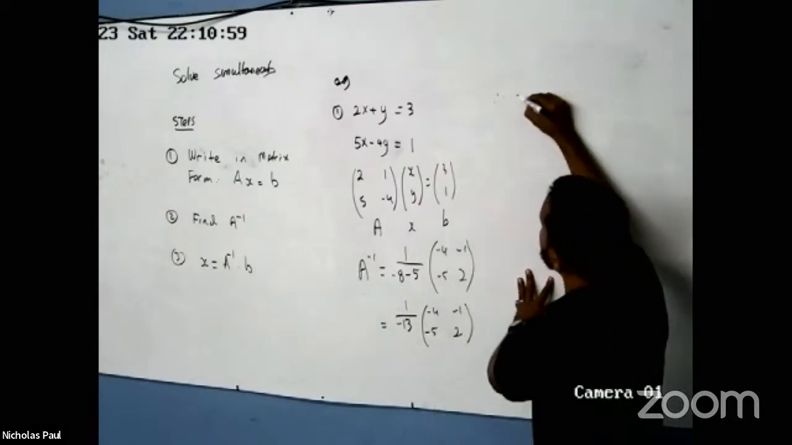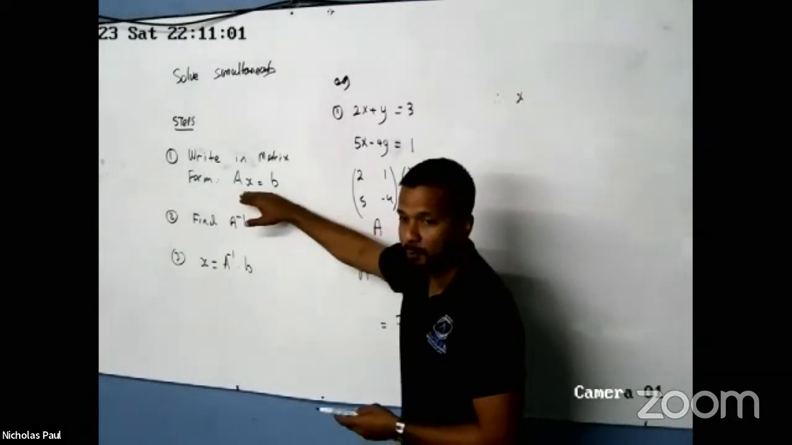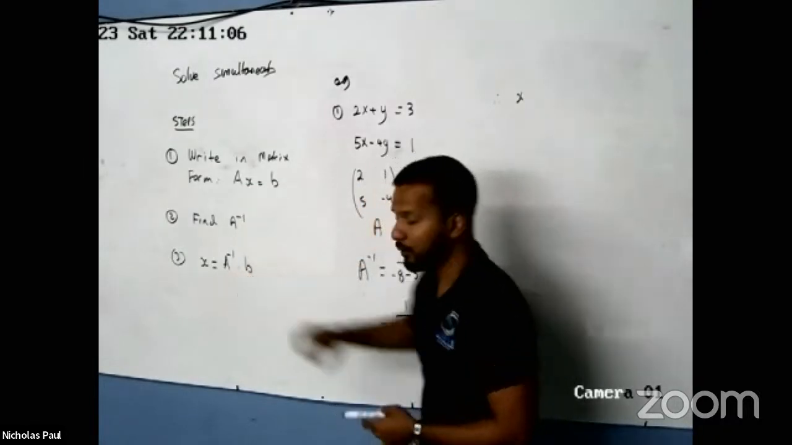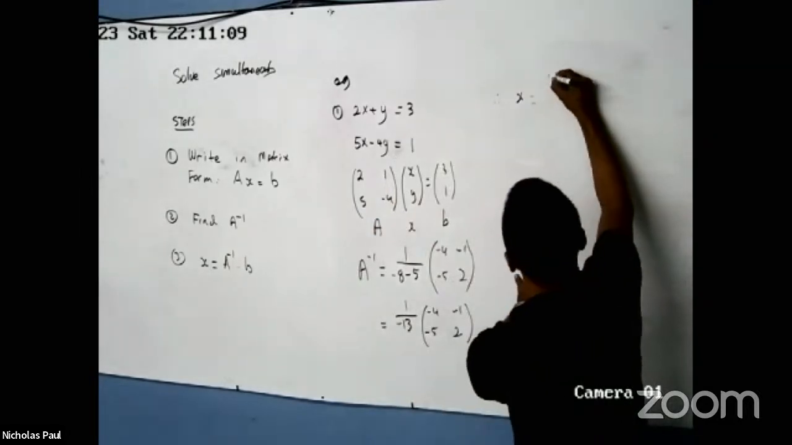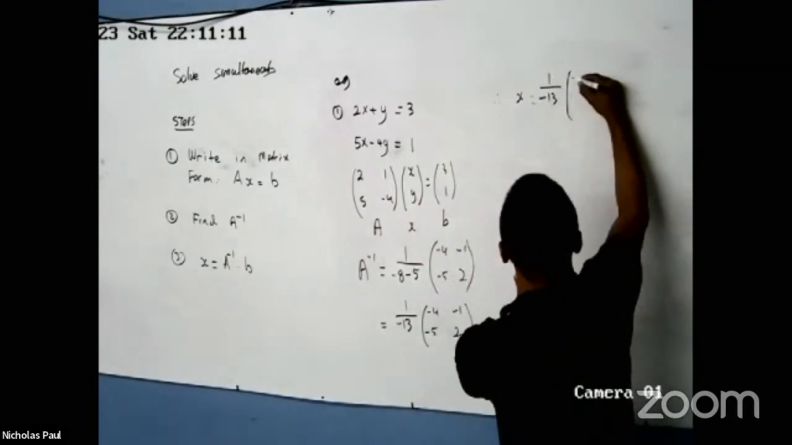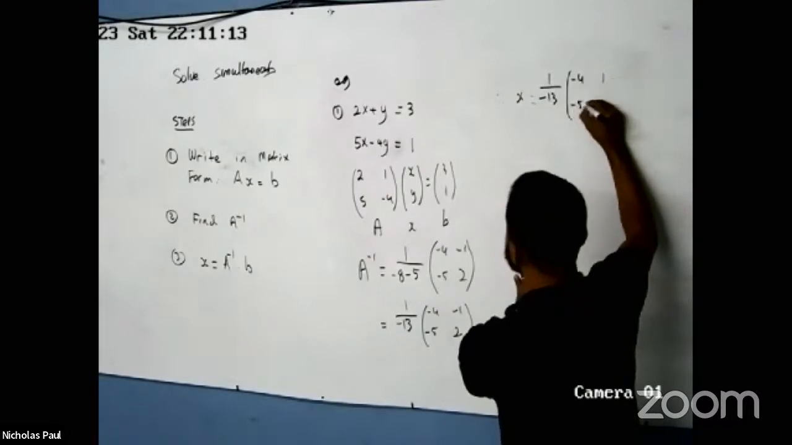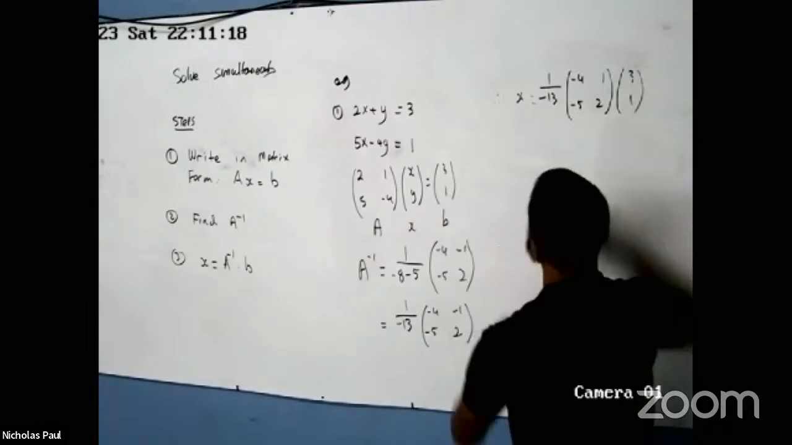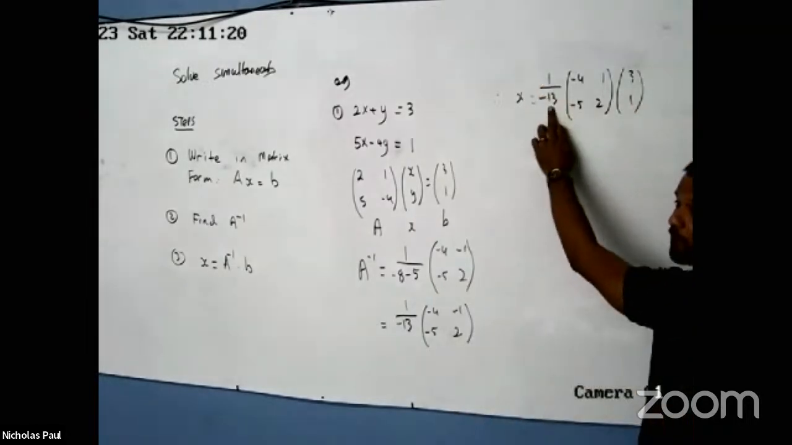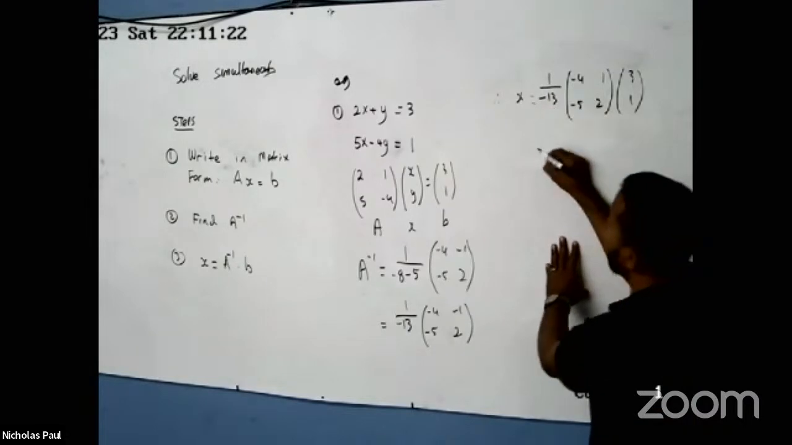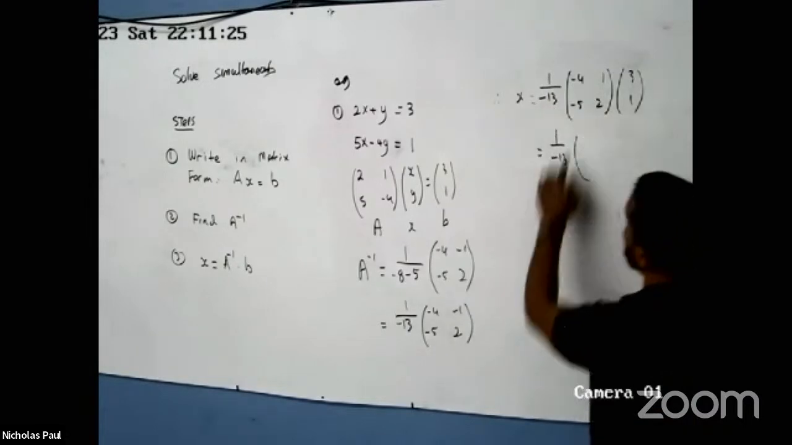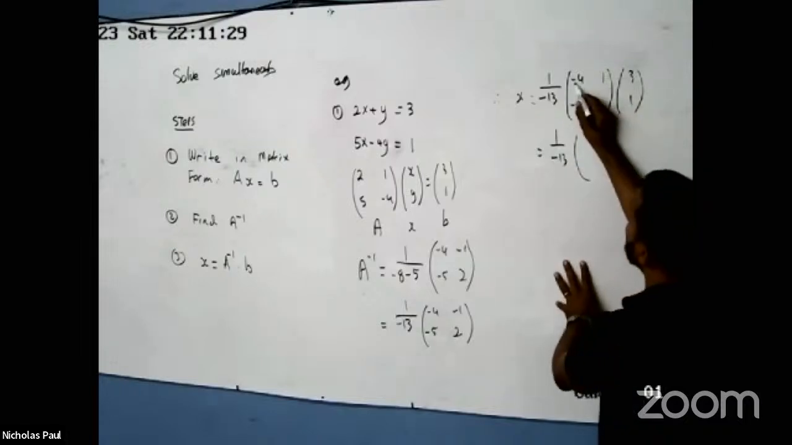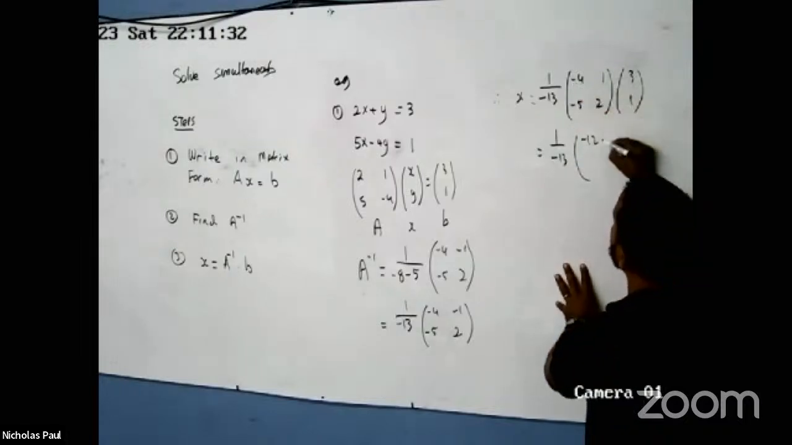Last step, you want to find x. So I did step 1, I did step 2. Now I'm going to multiply these 2, okay? So I'm going to multiply 1 over -13 by -4, -1, -5, 2 by B, which is 3, 1. Leave the fraction for last. Always multiply row by column, row by column. So -4 by 3, -1 by 1.